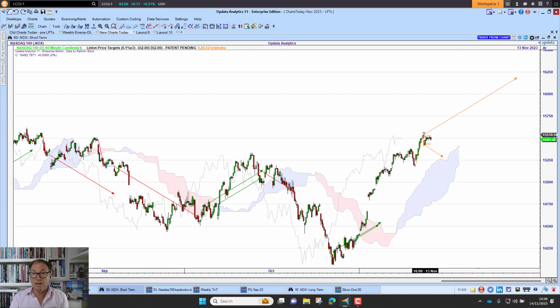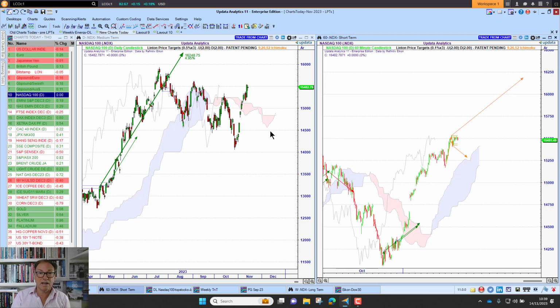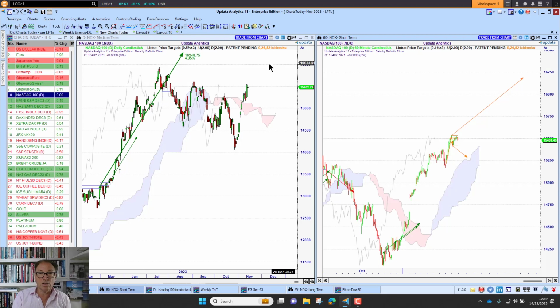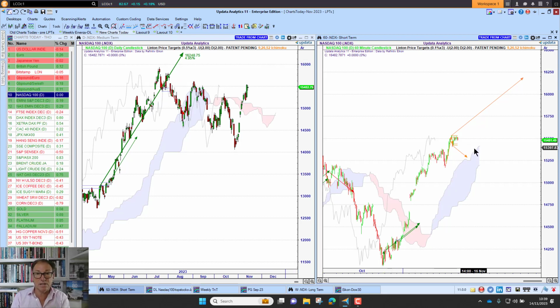So if we can move higher today, above sort of 15,510 on the Nasdaq 100, then we activate a target to 16,900. So then we can start to say, looks like we're going to go higher. We're going to make a new high. So that's the really interesting situation at the moment. We're just watching and waiting for that to happen.